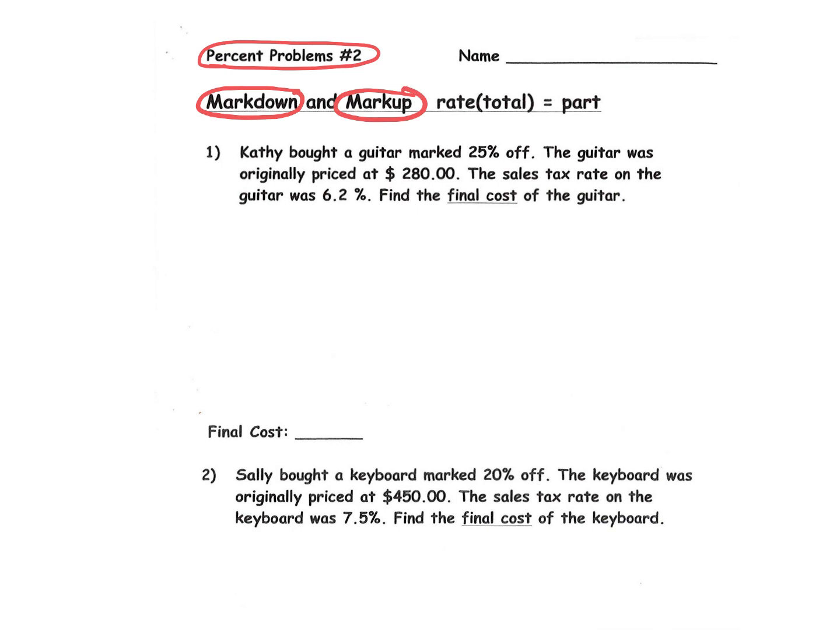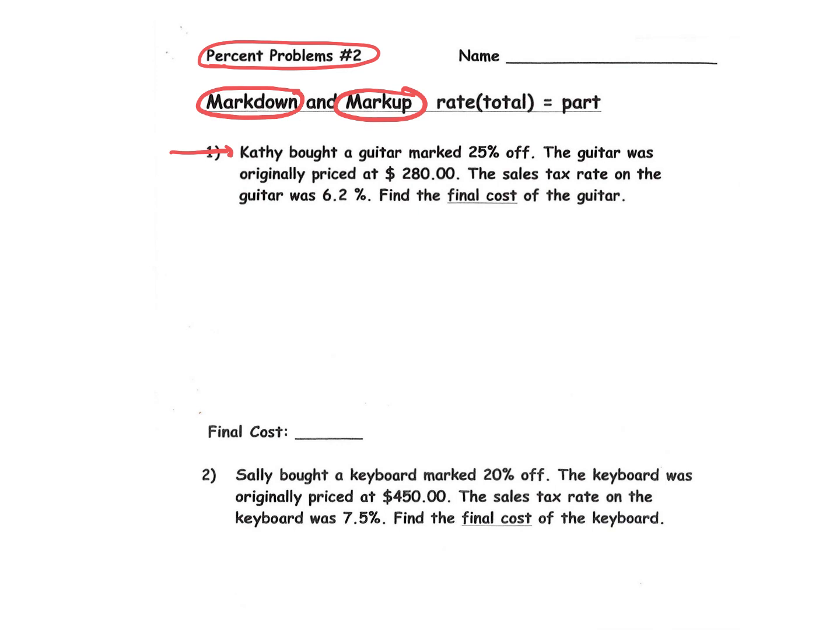On page 2, we are going to be doing a double markdown, and on page 3, we're going to be doing a double mark up. Each time you do a mark down or a markup, you need to draw a detailed tape diagram. So let's begin on problem number 1.